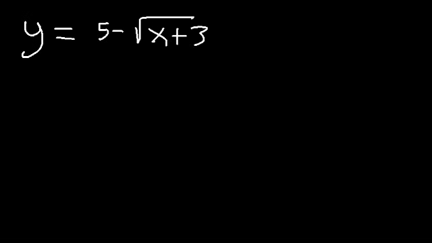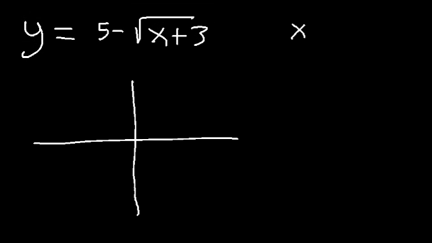Now what about this function? y is equal to, let's say, 5 minus radical x plus 3. So how would you graph this function using the transformations?